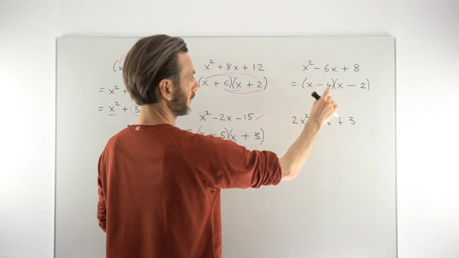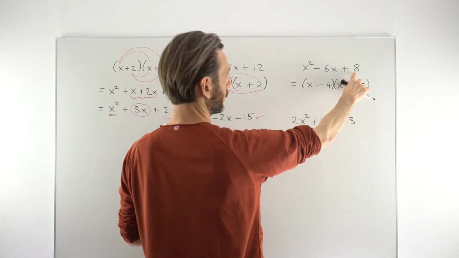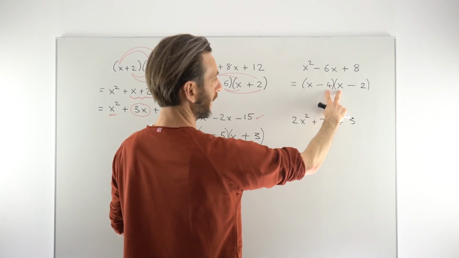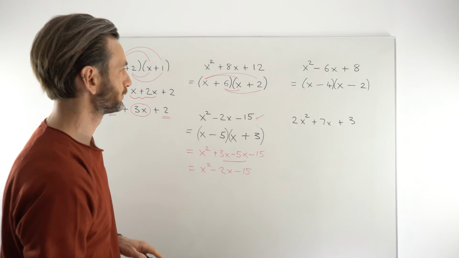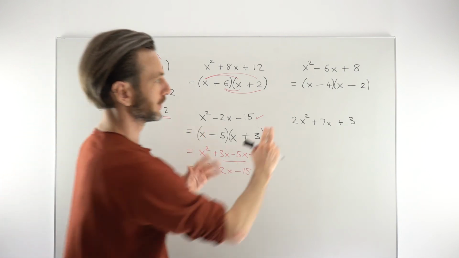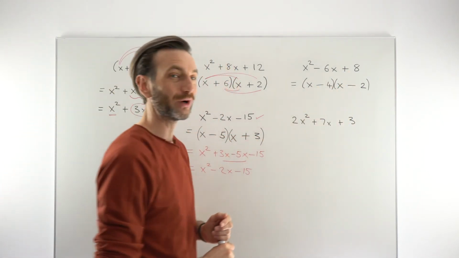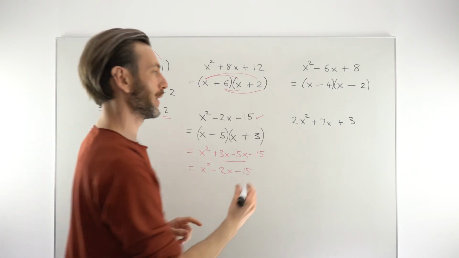x times x gives you x squared, minus 4 times minus 2 gives you 8, minus 4x minus another 2x would give you negative 6x. A little bit more difficult, that one, when you've got to create a double negative, but fairly common. You'll see that quite a lot in these questions.